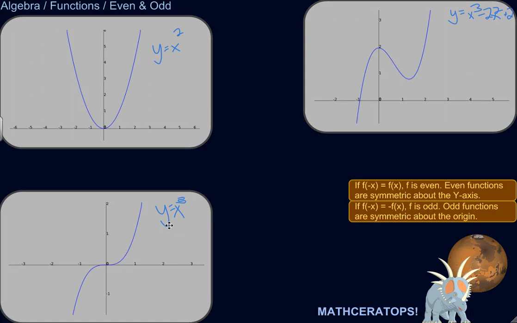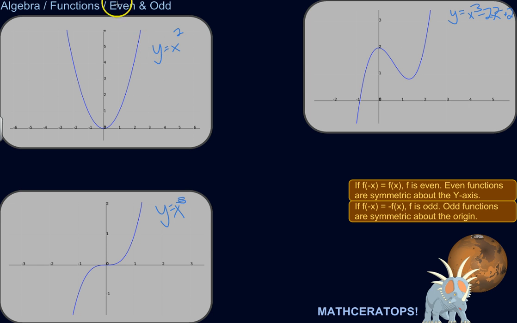Let's look at what it means for a function to be even or odd. What's an even function? What's an odd function? A lot of functions are neither even nor odd. So basically, if we have a function f, if f of negative x gives you the same value as f of x, then it's considered an even function.